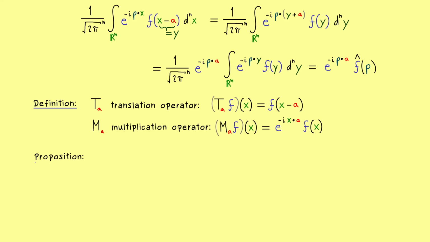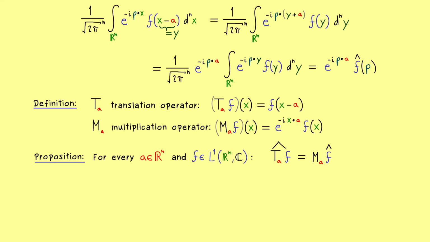And let's simply put everything into a proposition. As already shown, the whole formula works no matter how we translate, so we can choose an arbitrary a in R^n. And since we want to calculate the Fourier transform, we need an integrable function f. And now we can translate f by a and calculate the Fourier transform of this new function. And now we already know, if we want to pull out this T_a, it becomes an M_a. But most importantly, we have M_a applied to f hat. So this is exactly the formula we have proven before, but this is a formulation you can easily remember.